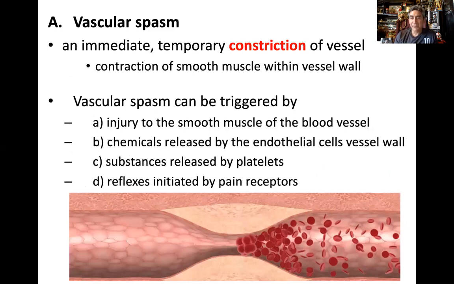So vascular spasm, so the smooth muscle, which you remember from last semester, right? 2401. So the smooth muscle senses some sort of injury, so that it tenses up, right? It constricts, and by doing so, it narrows the diameter of that vessel. So by doing that, we're going to slow, like a traffic jam, the flow through there. So any type of injury, certain chemicals, pain receptors, all of that can cause that spasm, this contraction of smooth muscle within the vessel wall.